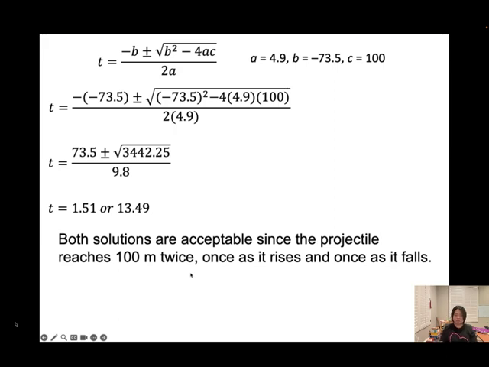So it means I project it from here, shoot it upward, and it hits the 100 meters. And later on, when it comes back down, it meets the 100 meters again, and then it falls. So you do have two values of t here.